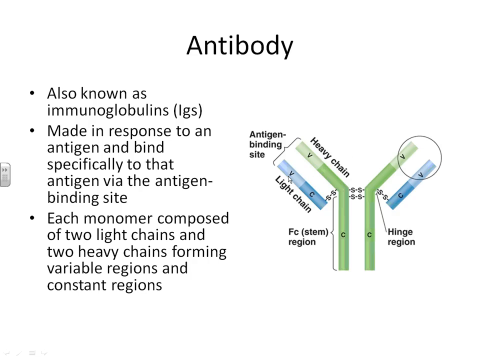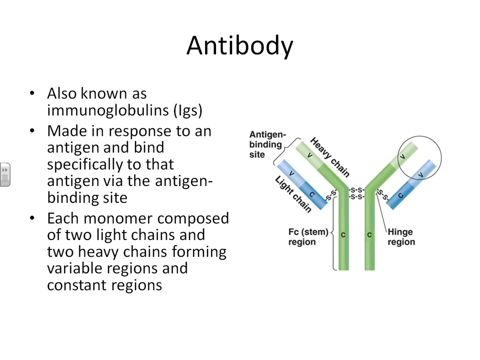The other end of our Y is what we call the variable region. It's called the variable region because that is the region that changes. It is the part of the antibody that is different depending upon which antigen this antibody is specific for. If this antibody was made against a specific antigen found on E. coli, the variable part of this antibody will bind to E. coli. It will not bind to anything else. It is only made against that antigen.